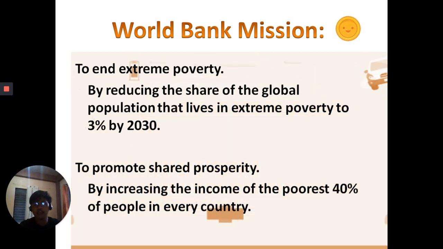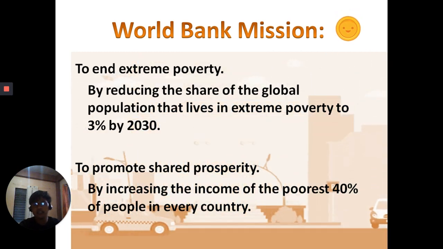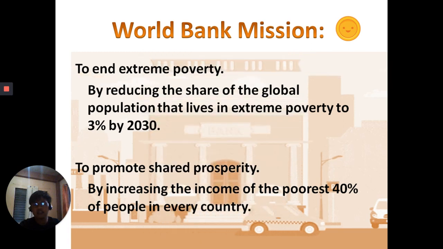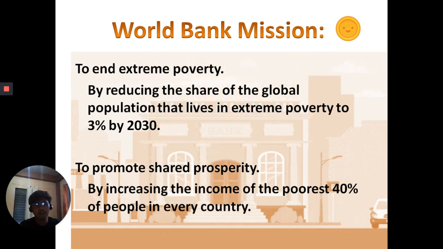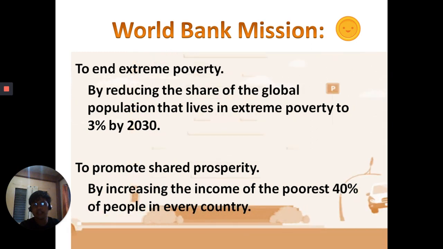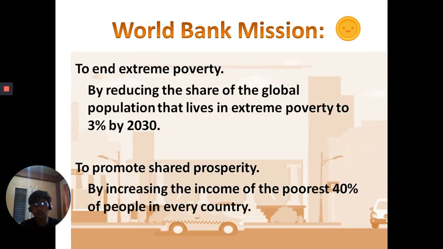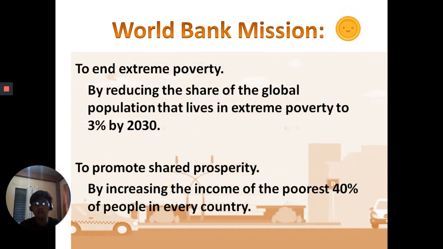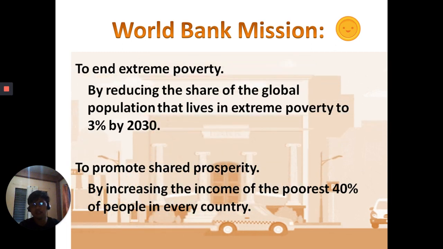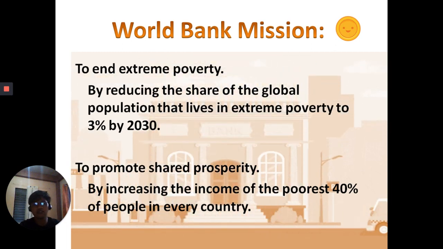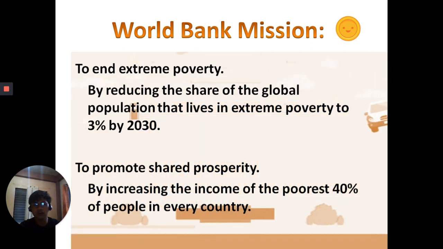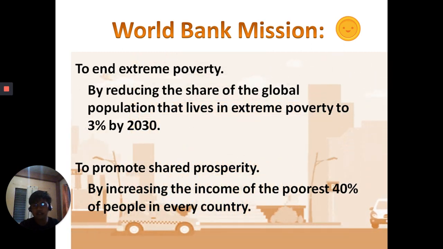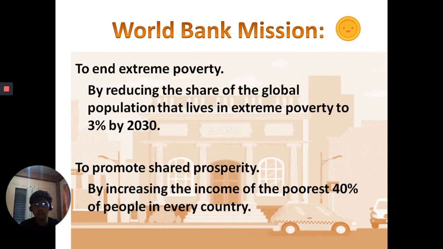If we look at the World Bank's mission, it is best seen that its interest is to end extreme poverty and to promote shared prosperity. This is to reduce the total number of the poorest of the poor population and to increase the income of the poorest 40% of the population. The main focus then shifted from reconstructing shattered countries after the war to the development of countries in areas such as roads, infrastructure, and irrigation systems.